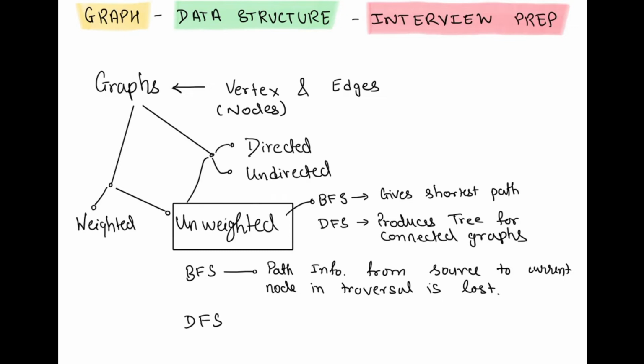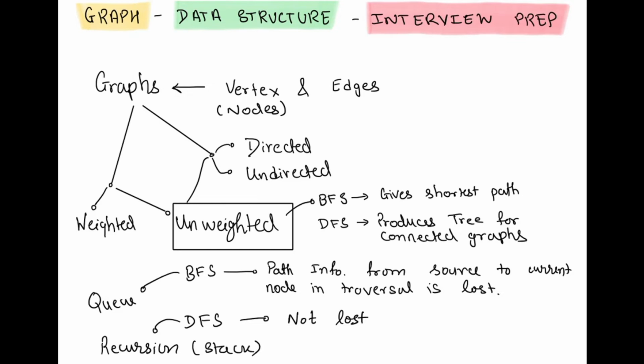Whereas in depth first search, it's not lost. The information is there. So if there is a question in which you want to track the exact path or paths that you are using to reach a node in the traversal from the starting point, that is the source, you should use depth first search because the information is there and we can retrieve it. Talking about breadth first search and depth first search, breadth first search uses the queue data structure to traverse through the graph, whereas depth first search uses recursion, and recursion is nothing but stack. So depth first search uses the stack data structure for traversal.